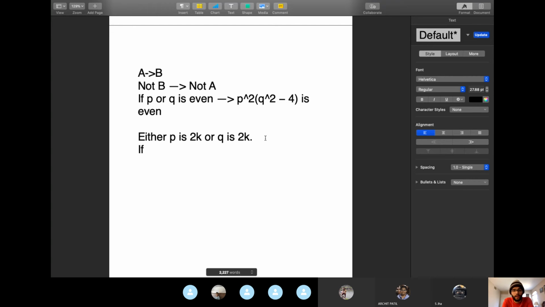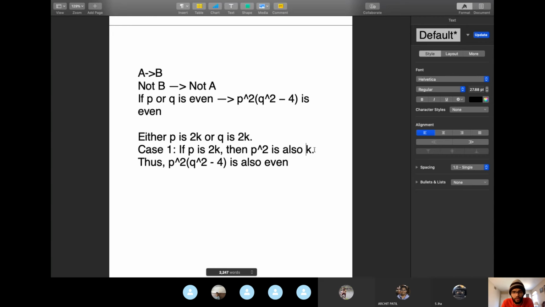If this is case 1, if p is 2k, then p squared is also even, because a square of an even number is always going to be an even number. Thus, p squared times q squared minus 4 is also 2m, where 2m is another number. Well, let's say it's even.